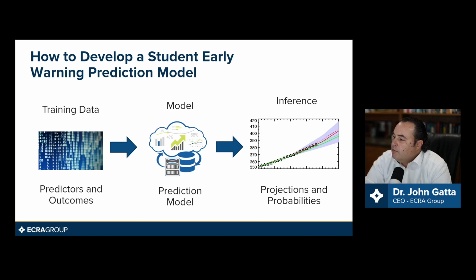And so, if we want to predict whether students are on track to meet certain proficiency or growth rates in the future, well, we can look at historical data and we can let the model determine which students are on track and which students are not on track.